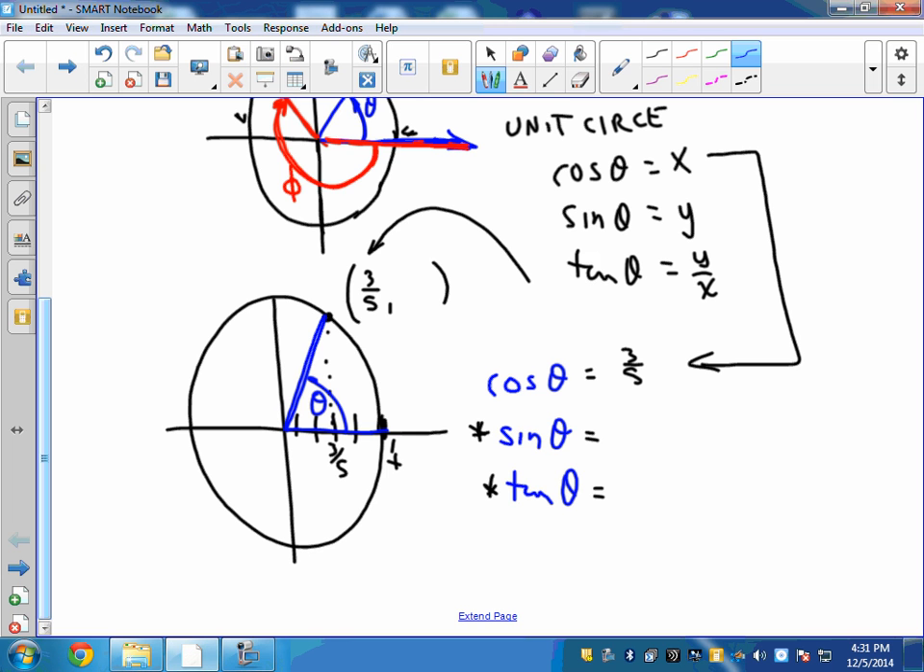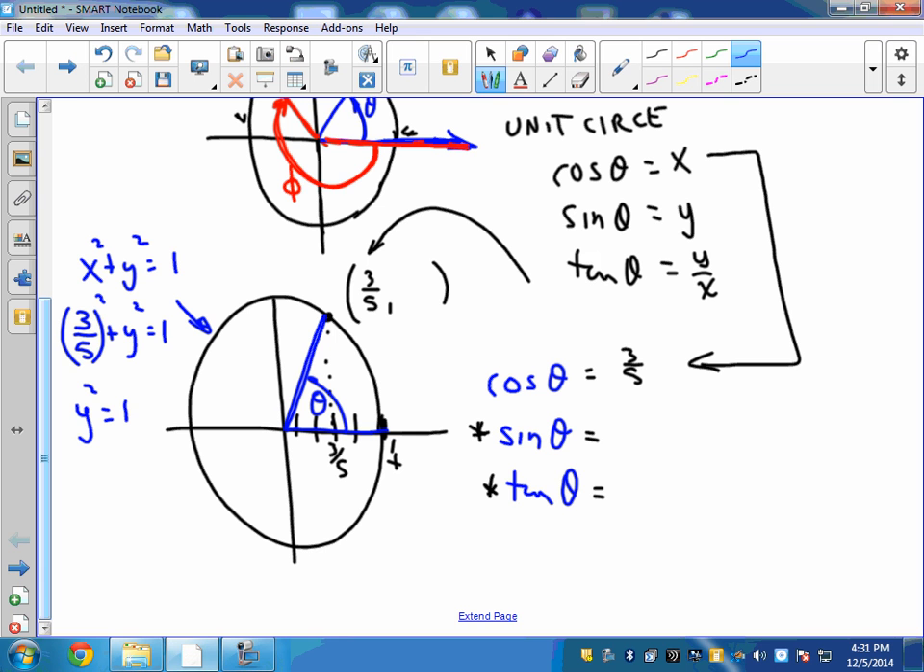We know the equation of the circle centered at the origin with radius 1 is x squared plus y squared is 1. And we know x is 3/5, so we can put that in. 3/5 squared plus y squared is 1. And we can solve for y.